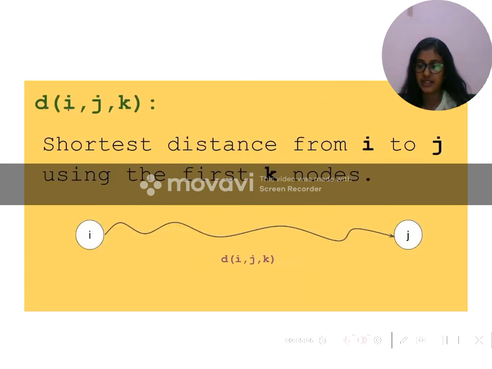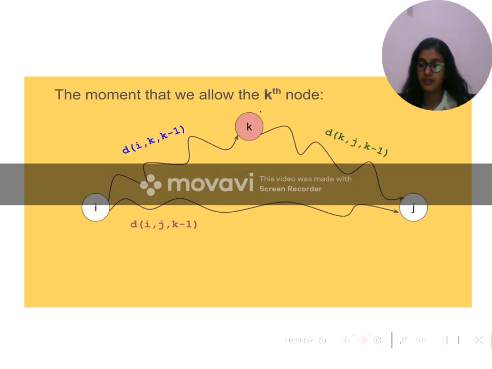I can generalize this and say the shortest distance between all i and j using the first k nodes is shown by d of i, j, k, a function with 3 parameters that shows the shortest distance of going from i to j using the first k nodes.